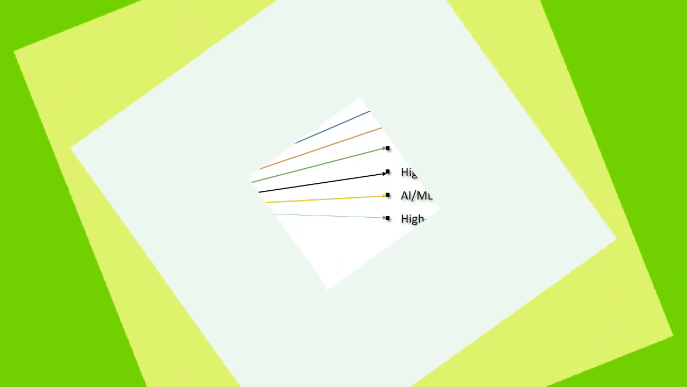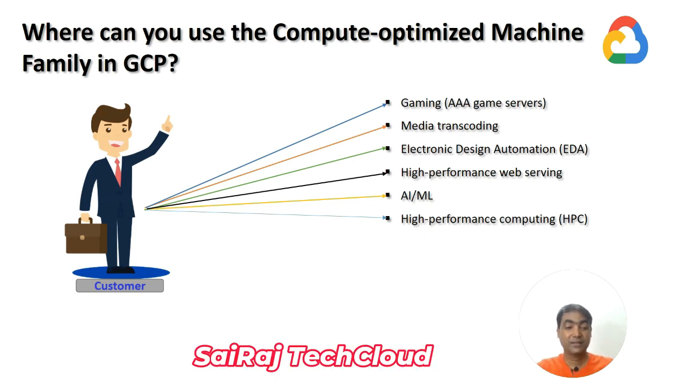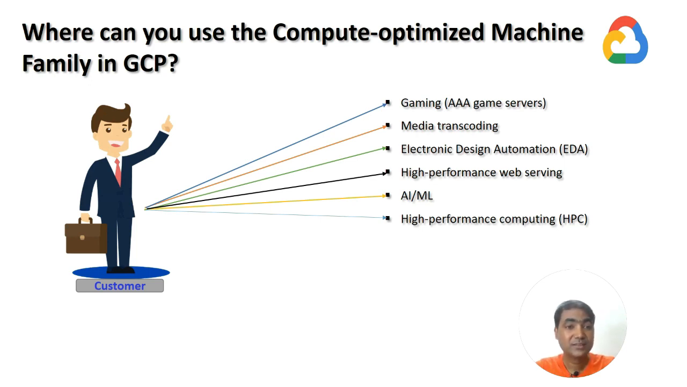Where can you use the compute optimized machine family in Google Cloud Platform? Basically, you can use the compute optimized machine families for gaming servers, media transcoding, electronics design and automation, high performance web serving, AI, artificial intelligence and machine learning, and high performance computing, HPC.